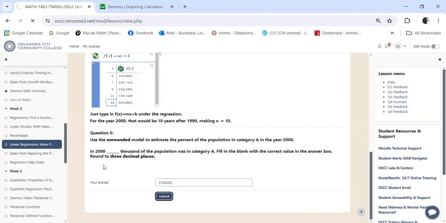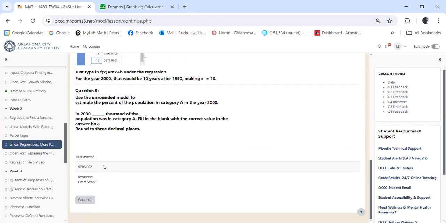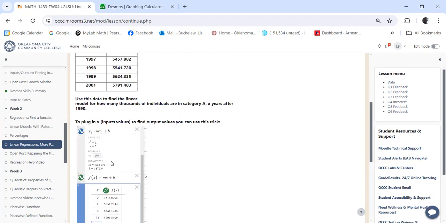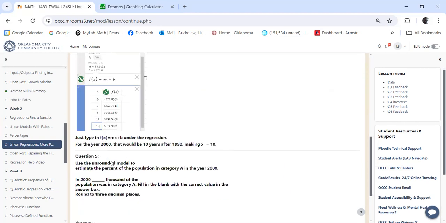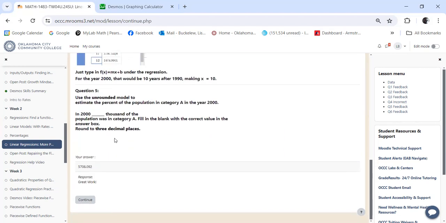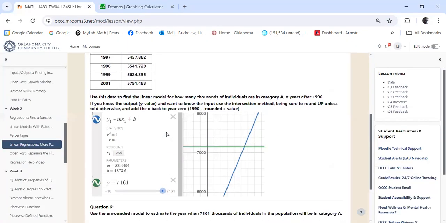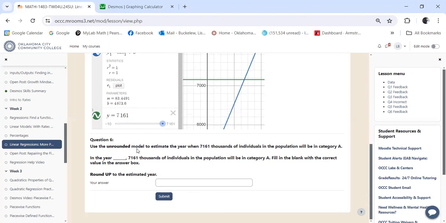Let's see, my copy there. Okay, that's it. So I think we're on, what question was that one? Oh, that was question 5. All right, so let's see what the last question is. It is use Dan rounded model. So we're still going to use that one. I called that f of x to estimate the year when 7,161,000 individuals in population will be in category A.